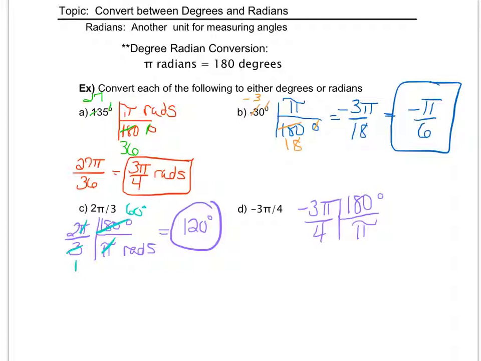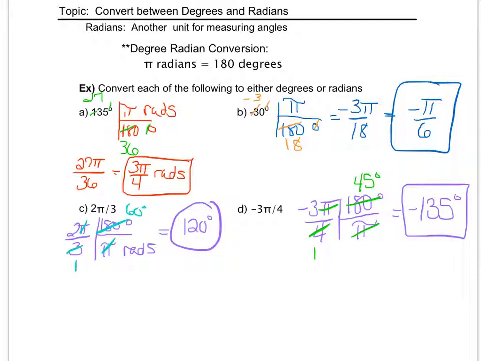I'm going to go ahead and start by reducing. So 180 and 4 can both be divided by 4, so that will become 1. That becomes 45 degrees. My pi's cancel out, leaving me with negative 3 times 45 on top. I'm going to go ahead and multiply those. That gives me negative 135. The degrees stays, and since I only have a 1 on the bottom, I don't need to write it.